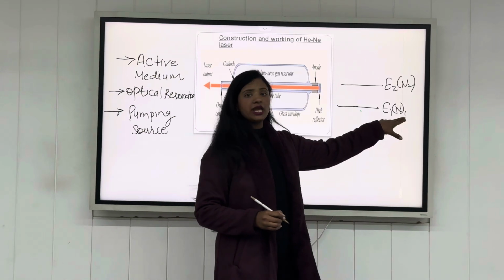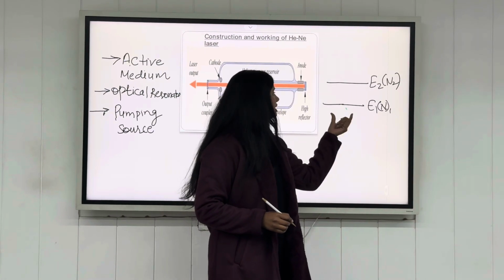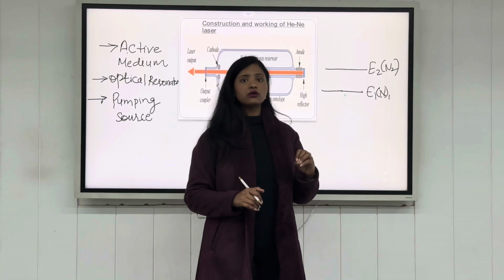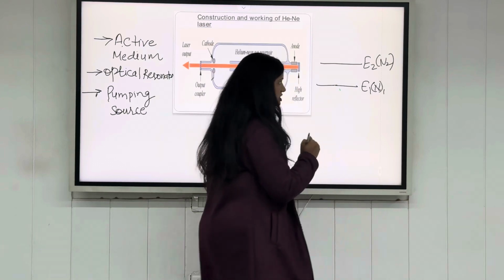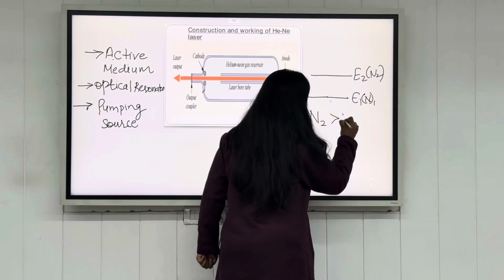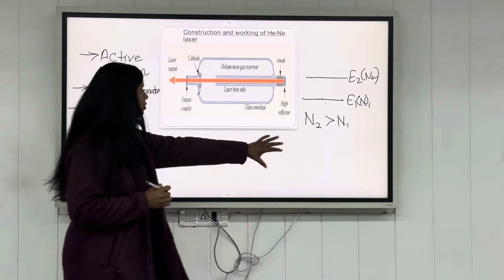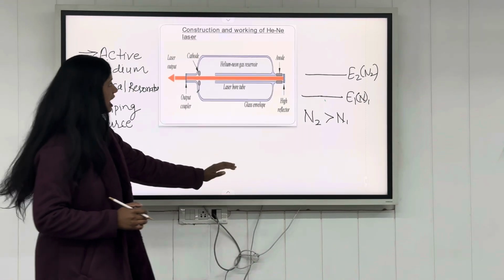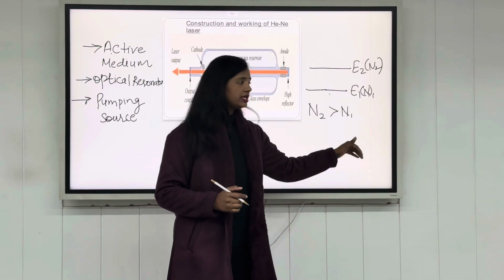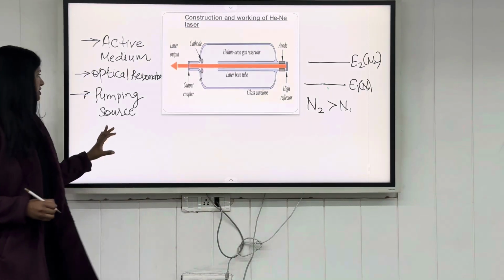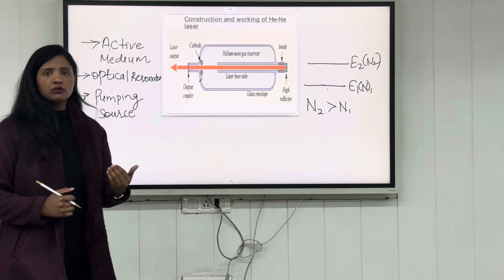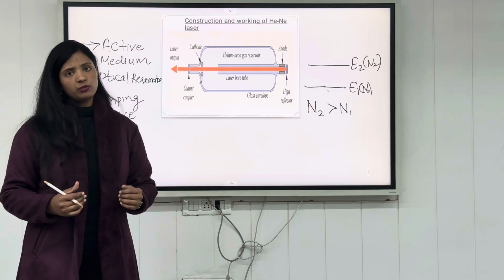Suppose we denote by N1 the number of electrons present in the lower energy state and by N2 the number of electrons in the higher energy state. So population inversion condition will be the one when N2 is greater than N1. In order to attain this condition, we have to make the number of electrons higher in the higher energy state and lower in the lower energy state. This is known as population inversion, and that is attained by the pumping source, which can be obtained by optical pumping or electrical pumping.